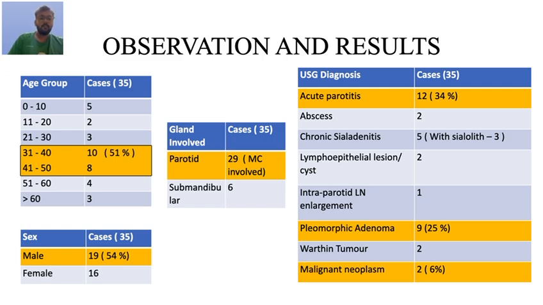Observation and results. The most common age group where we saw the lesions was between 31 to 50 years, that is 51% of our cases. Most commonly seen in male, 54% of the cases, and the most common gland involved was parotid gland in 29 cases, and second we have submandibular gland. On ultrasonography diagnosis, most commonly acute parotitis was seen in 34% cases, then pleomorphic adenoma in 9 cases, and malignant neoplasm and Warthin tumor 2 cases were seen.